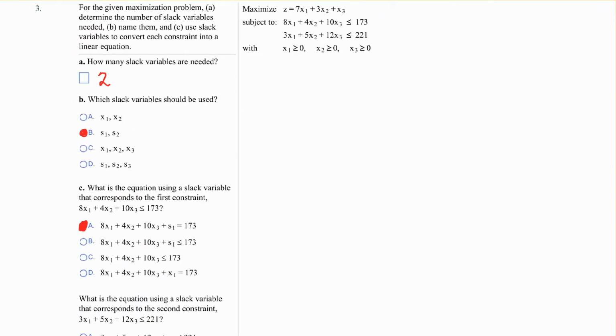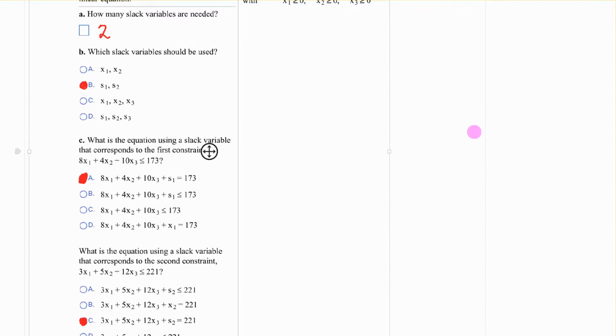For the given maximization problem, A, determine the number of slack variables. How many constraints do we have? We have 1, 2. So 2 slack variables. Which slack variables should be used? They're not x's, it's s1 and s2, so that's B. What is the equation using a slack variable?